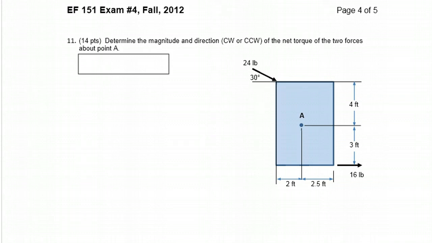So the easiest way to deal with this problem is to break the angled force into components. So let's do that first. So it's going to have a component going to the right and a component going down. This component going to the right is going to be 24 cosine of 30, and this component is going to be 24 sine of 30.